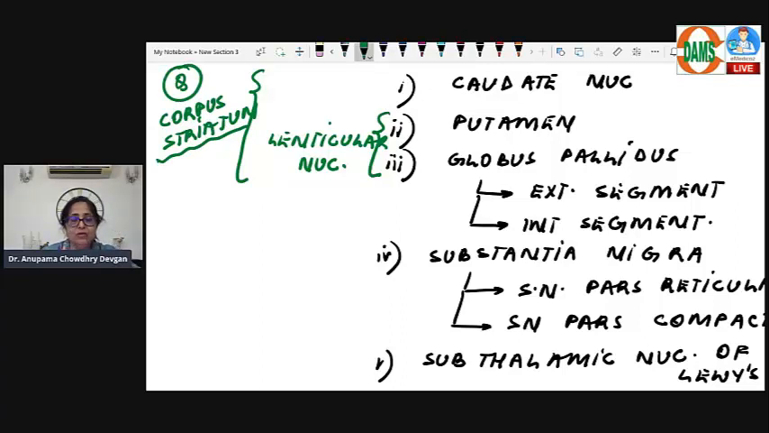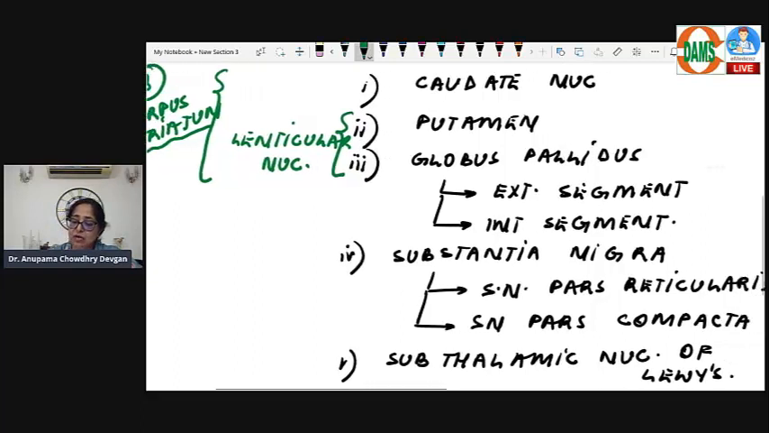Corpus striatum means it is an anatomical classification. That means it includes the caudate nucleus, putamen, and the globus pallidus. Why is it known as corpus striatum? Because it has got a striated appearance under the microscope. So if the question says corpus striatum, your answer is caudate nucleus, putamen, globus pallidus.